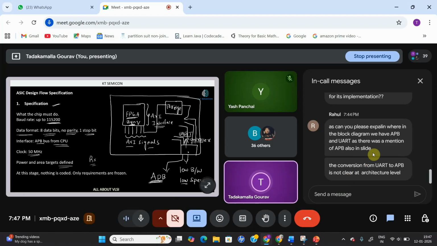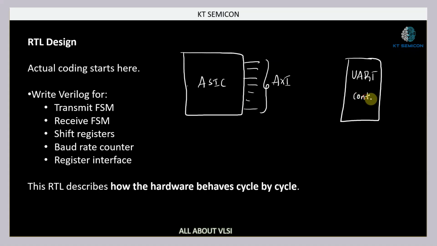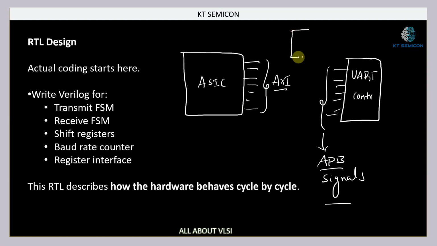If possible, we will discuss this particular example using Vivado. I will show you the block diagram of how it is going to look. I think it is clear, right? So this ASIC is going to have AXI signals associated with it, and the UART controller is going to have APB signals associated with it. And for converting AXI to APB, you will have one bridge. The bridge will convert AXI to APB.